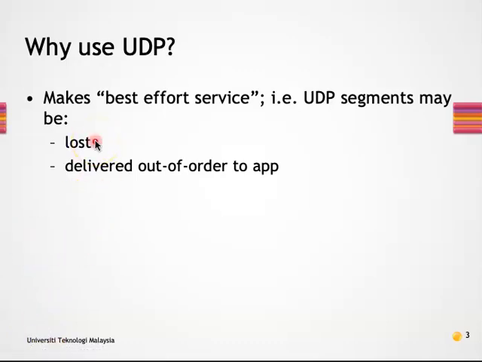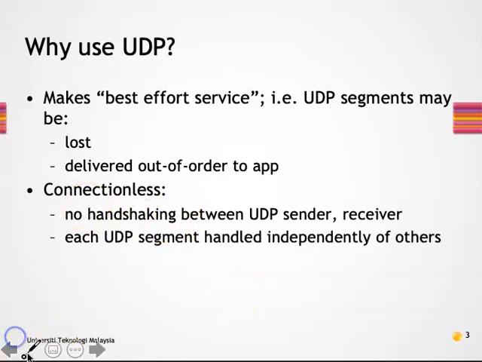Now comes the question, why do we use UDP? To answer this, recall that UDP does not give any guarantee of the service. Hence, we can say that UDP provides best effort service, a best effort attempt to deliver the data. On the way, UDP segments may be lost or delivered out of order to the application. However, there are some applications that can tolerate some data loss, for example streaming multimedia applications, which can tolerate loss and are also rate sensitive.